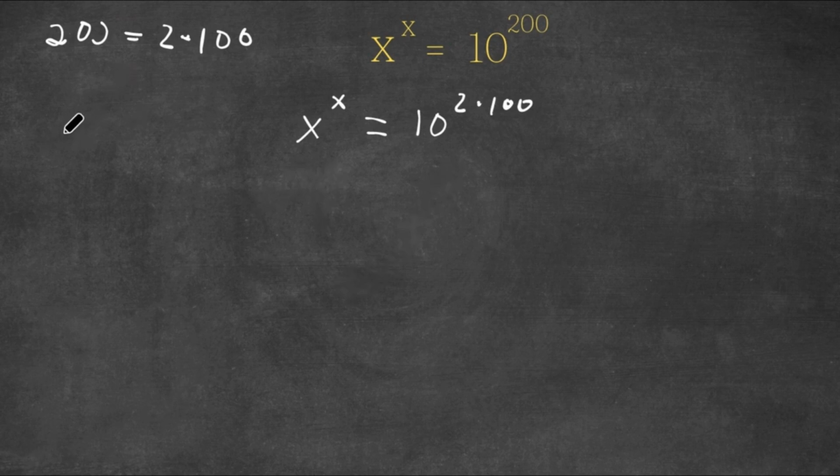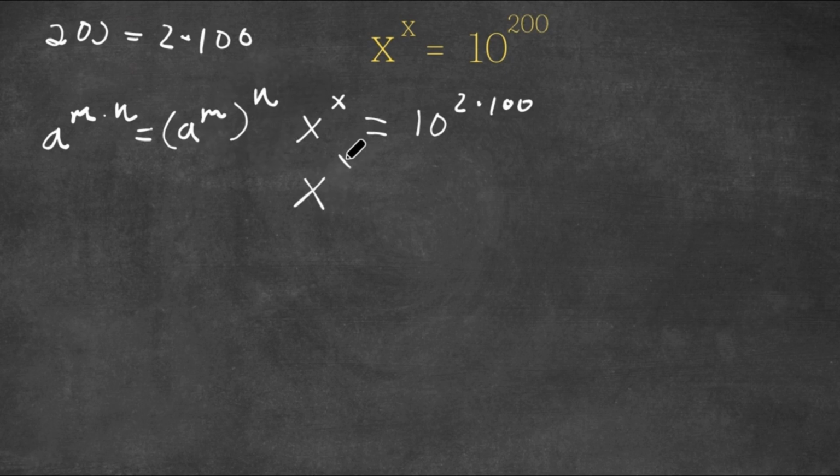Now, if we have something in the form a to the power of m times n, this is equal to a to the power of m to the power of n. And the same thing goes vice versa. A to the power of m to the power of n is equal to a to the power of m times n. So now I'm going to rewrite 10 to the power of 2 times 100 as 10 to the power of 2 to the power of 100. So this means that x to the power of x is equal to 10 to the power of 2 to the power of 100.